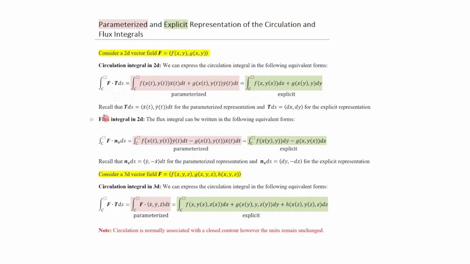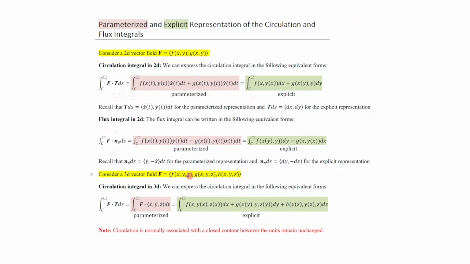All right, so the next thing is to do flux integral in 2D. The flux integral can be written in the following equivalent forms. F dot N ds, this is the parameterized representation, and this is the explicit representation. Again, recall what N ds is from the previous slide. It has this form for the parameterized representation and this form for the explicit representation.